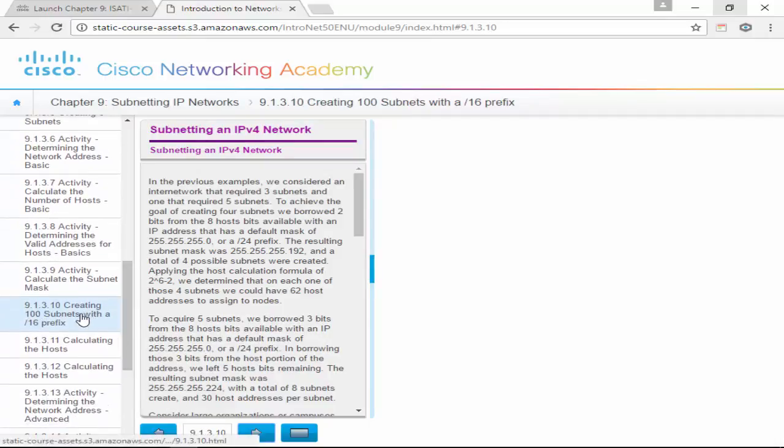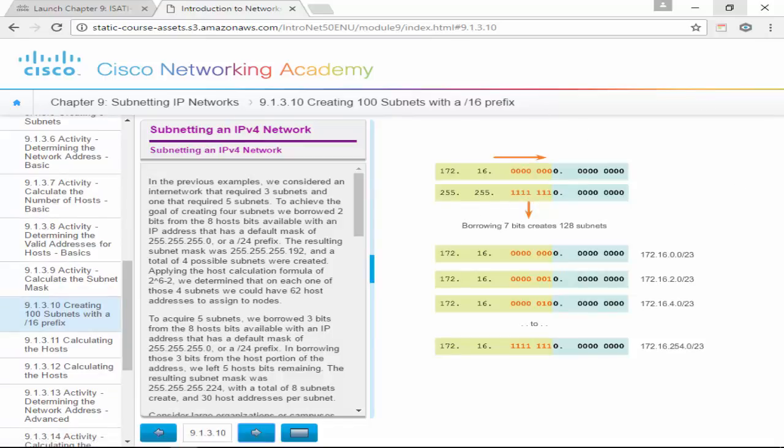Alright, so creating 100 subnets with a /16 prefix. How are we creating subnets? Remember, those are borrowed bits. This is a 172, and a 172 is a class B. So as a class B, if we're at a /16, we start borrowing our first borrowed bit at 17, 18, 19, 20, 21, 22, 23, 24.